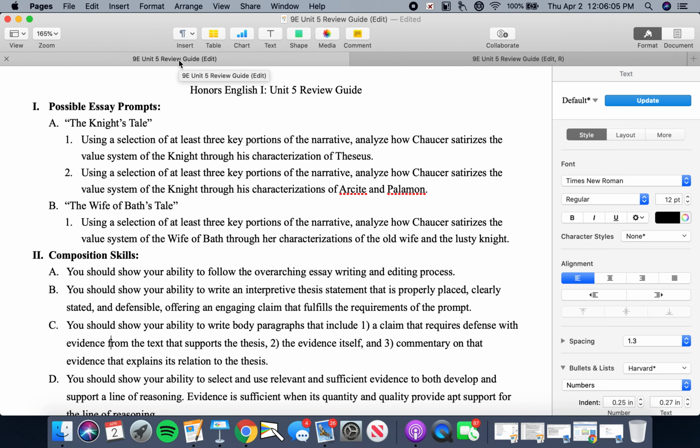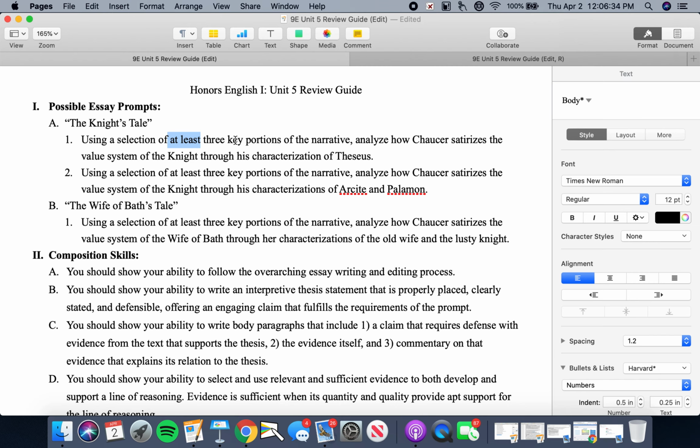The commonalities are in the skills that are being assessed and also the prompts that I'm asking you to think about in this particular test. So let's think about these prompts and break down the assignment that is implied in the language of the prompt. First of all, you're going to use a selection of at least. That implies that you need to use at least 3 key portions.